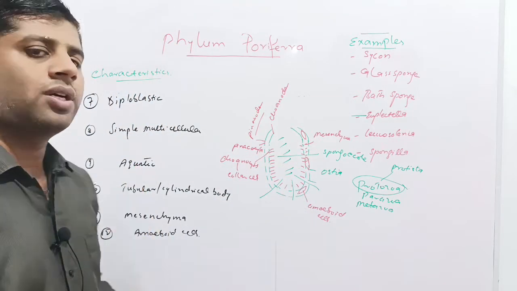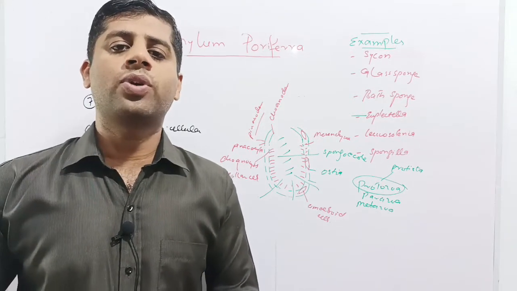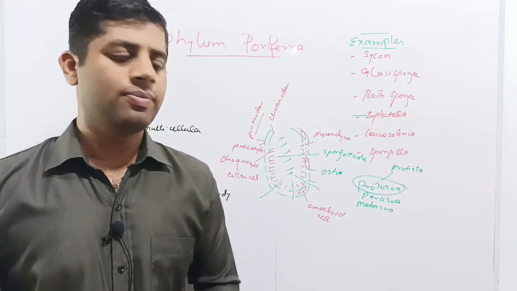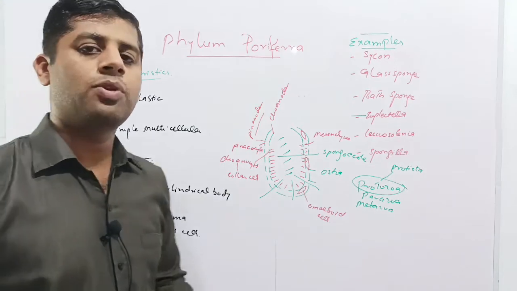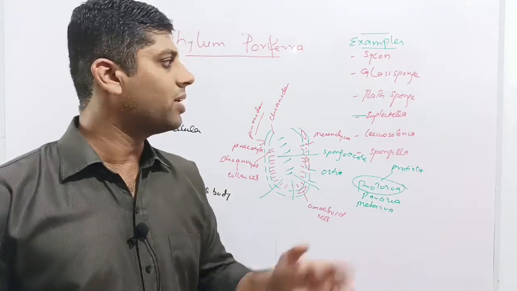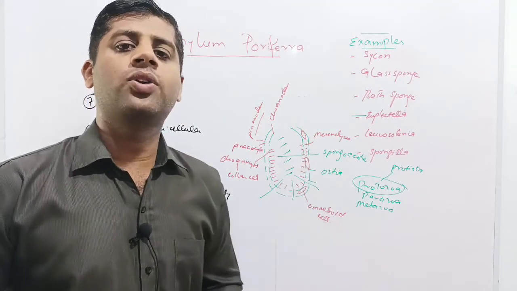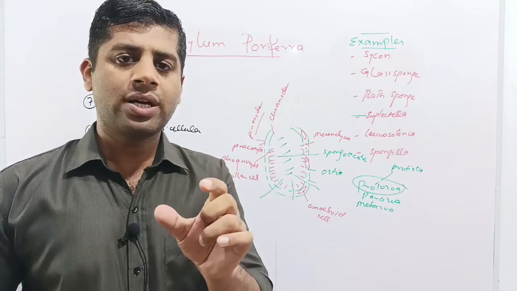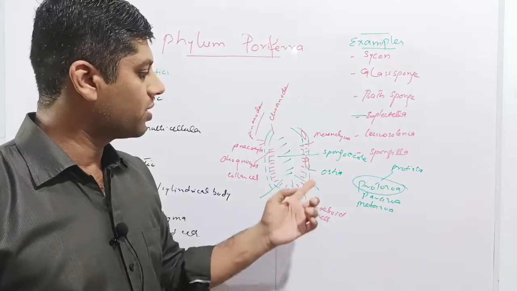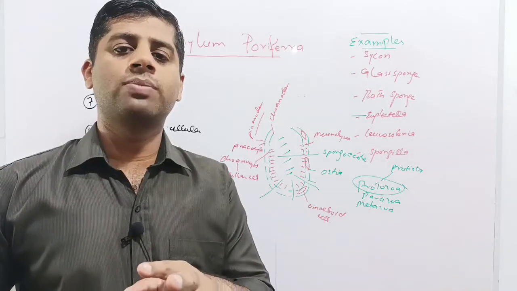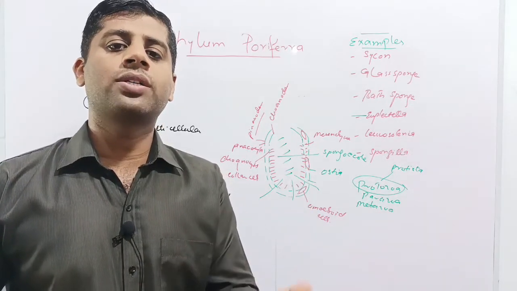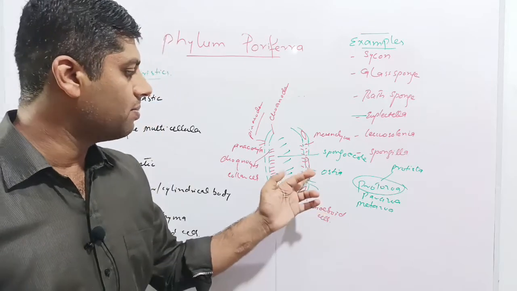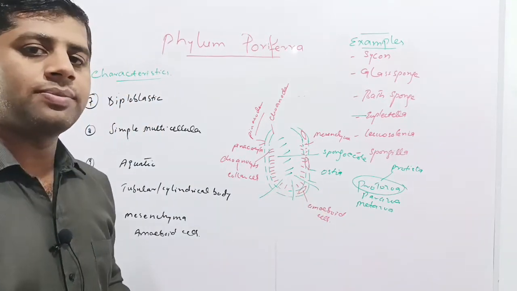Next is aquatic. So the sponges are all aquatic and mostly marine. Next is the tubular or cylindrical body. So the animals of phylum Porifera, as shown in the list, are all tubular or cylindrical in shape. Their bodies are basically tube-like, cylinder-shaped or spherical. As we have discussed, the mesenchyme is the area between two layers, the pinacoderm and coenoderm, the external layer and internal layer. This layer is called mesenchyme, containing the amoeboid cells.